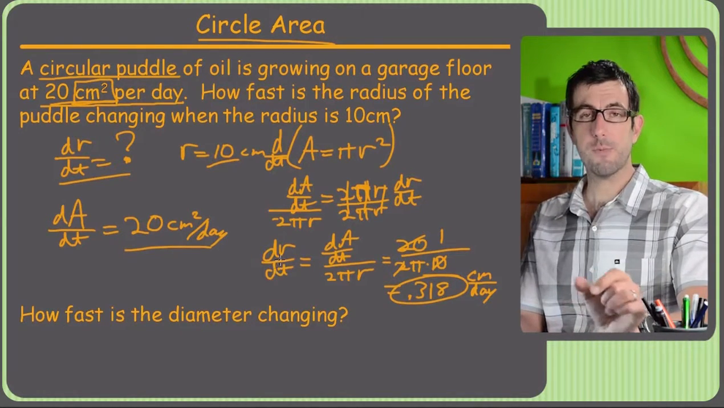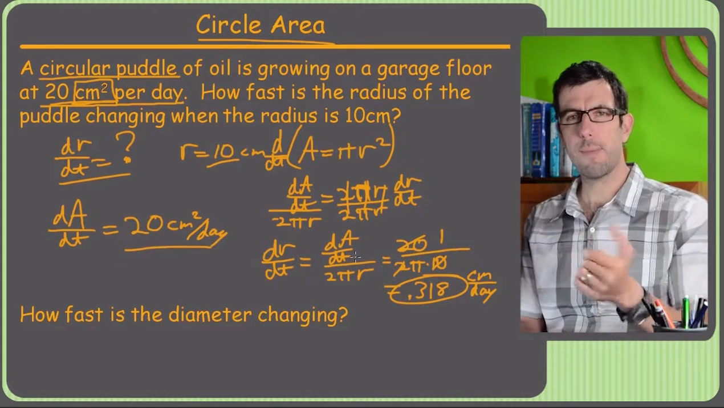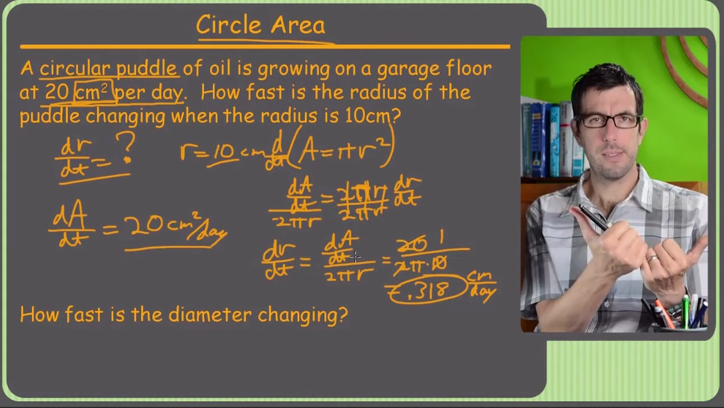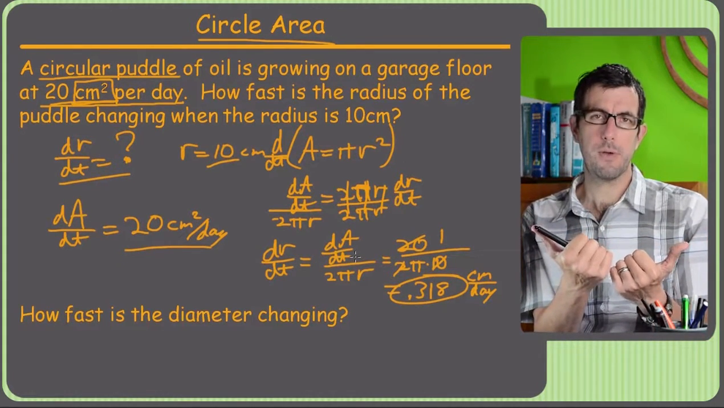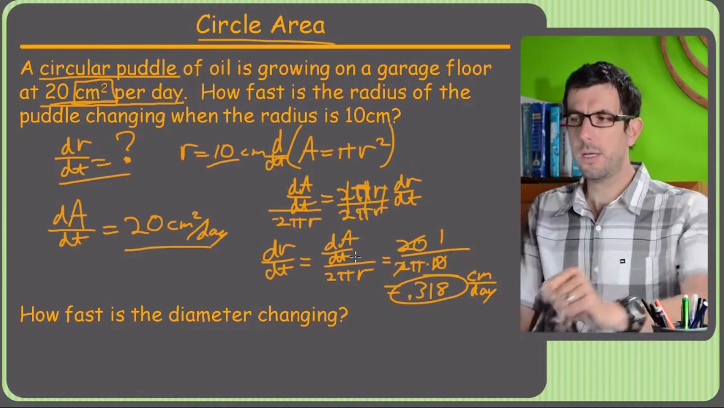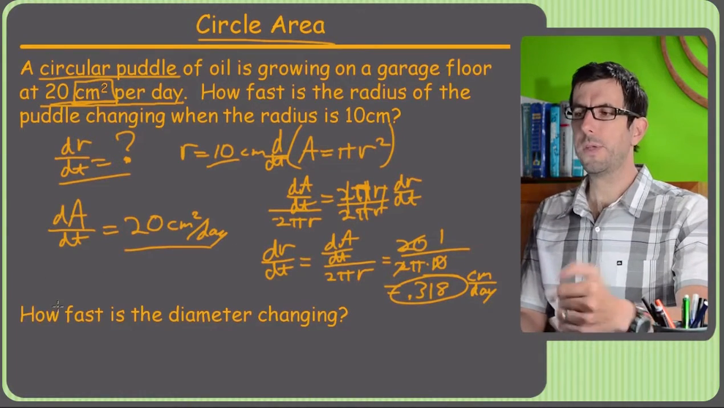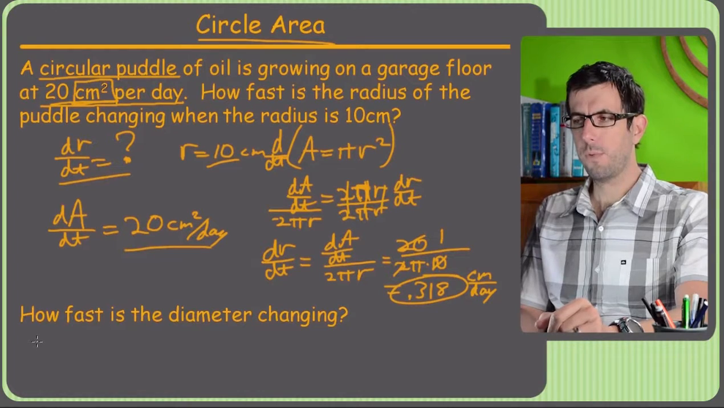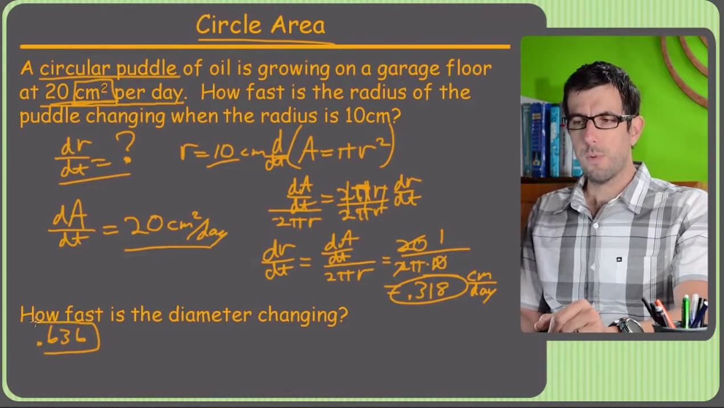So I know how fast the radius is changing. Wouldn't the diameter just be double that? Because for every centimeter it grows this way, it also grows a centimeter this way, because it's just growing outwards. So right away I know it'll be 2 times 0.318, which is 0.636, I believe. So that's one way to do it.